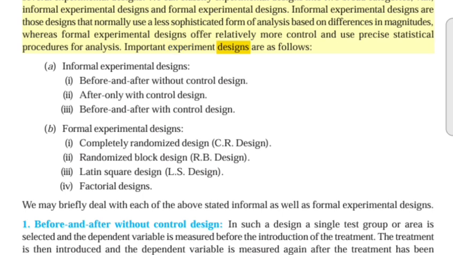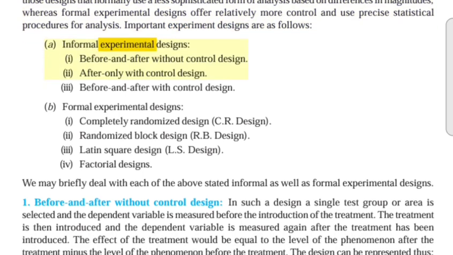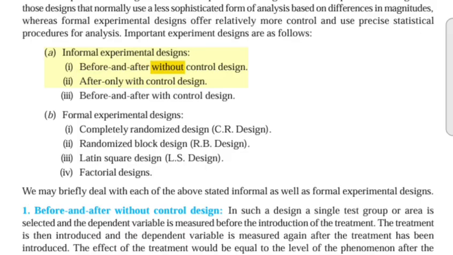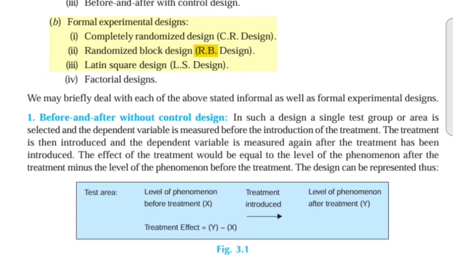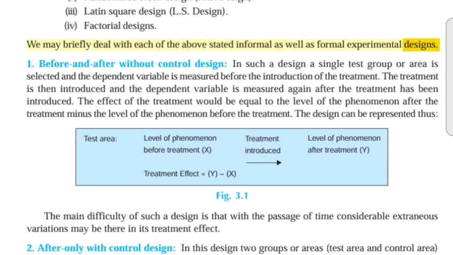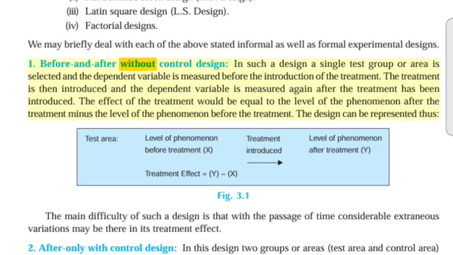Important experiment designs are as follows. A. Informal experimental designs: I. Before and after without control design. II. After only with control design. III. Before and after with control design. B. Formal experimental designs: I. Completely randomized design, CR design. II. Randomized block design, RB design. III. Latin square design, LS design. IV. Factorial designs. We may briefly deal with each of the above stated informal as well as formal experimental designs. 1. Before and after without control design.